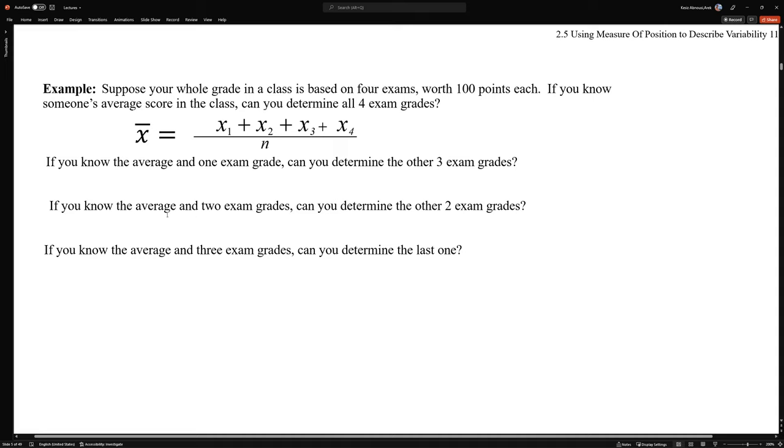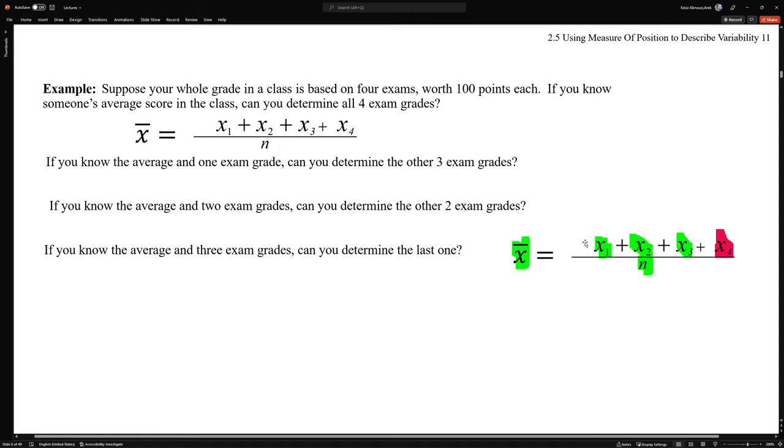The same goes for the second one. If you know the average, the x bar, and 2 exam grades, let's say x1 and x2, we can't determine the other 2 exam grades because we have one equation with 2 unknowns, so it can't be solved. But in the last case, if you know the average and 3 exam grades, we have an equation with just one unknown, right? Because x bar, x1, x2, x3 are known because the 3 exam grades are known, and we just want to find x4. You are just solving for x4 and n is 4, right?